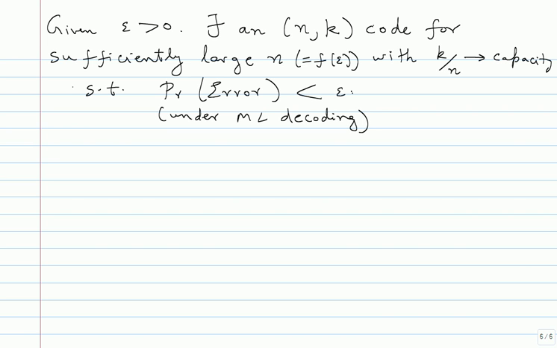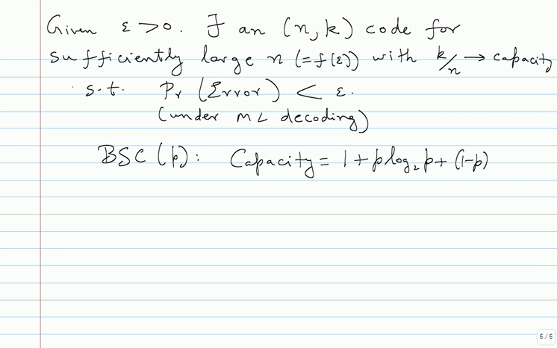So what is this capacity? Can it be calculated? It can be calculated very easily. For the binary symmetric channel, in fact, there is even a very nice closed form expression if you accept logarithm as one of these things. So for the BSC, capacity equals 1 plus p log base 2 p plus (1 minus p) log base 2 (1 minus p).